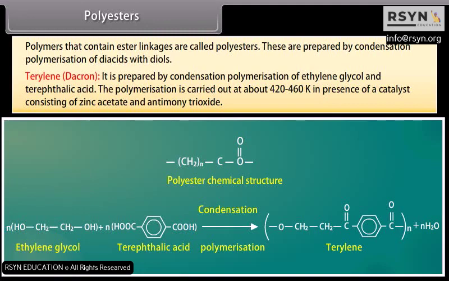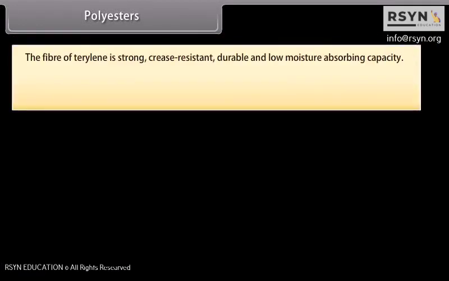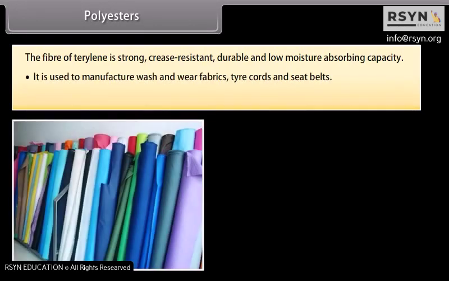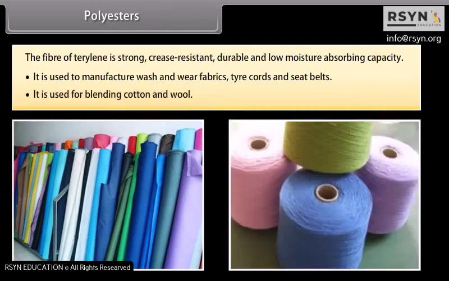The polymerization is carried out at about 420 to 460 K in presence of a catalyst consisting of zinc acetate and antimony trioxide. The fiber of terylene is strong, crease resistant, durable, and has low moisture absorbing capacity. It is used to manufacture wash and wear fabrics, tire cords, and seat belts. It is used for blending cotton and wool to provide better finish and increase their resistance to wrinkles and wear and tear.